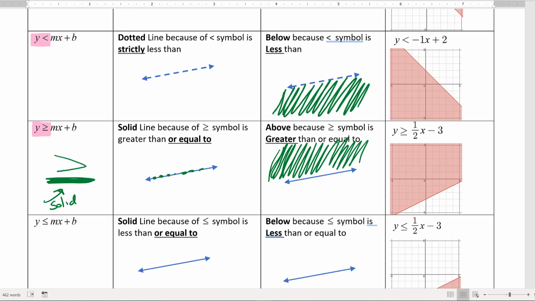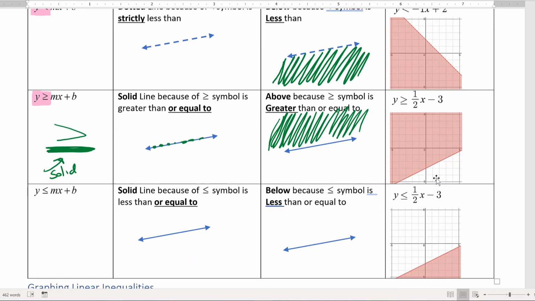Notice it's a solid line and we shaded above. That means every single point in this region and on the line all solve the inequality. So that's kind of cool. All of those values are solutions. And how many solutions are there? There are infinitely many. I can't write them all down, so therefore I'm going to graph them.